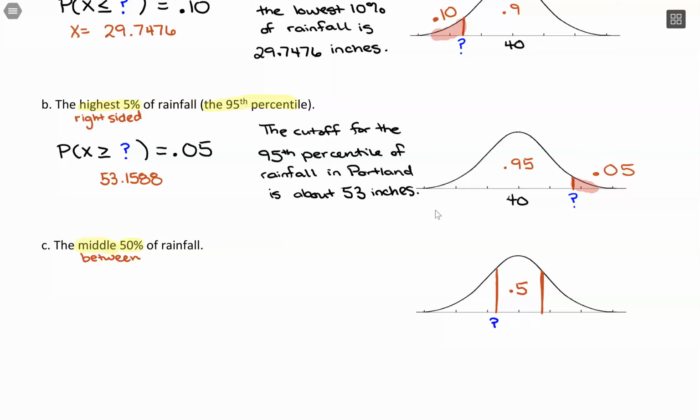So we're actually going to have two cutoff values for this middle 50% of rainfall. In fact, instead of just question marks there, I'm going to call this X1 and X2. So we want to find these two X values such that we have 50% of data in the middle there.